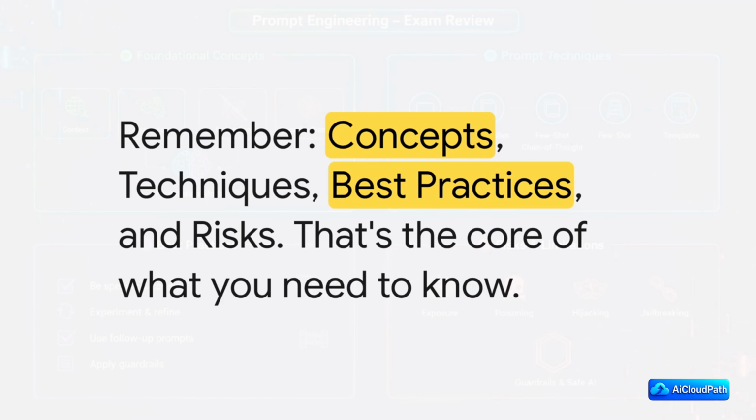And that's our whirlwind tour. Let's lock it in one last time. We covered the core concepts like context and instruction. We looked at the techniques from zero shot to chain of thought. We reviewed the best practices like being specific and experimenting, and we finished with the critical risks like hijacking and jailbreaking. That right there is the framework for great prompt engineering.